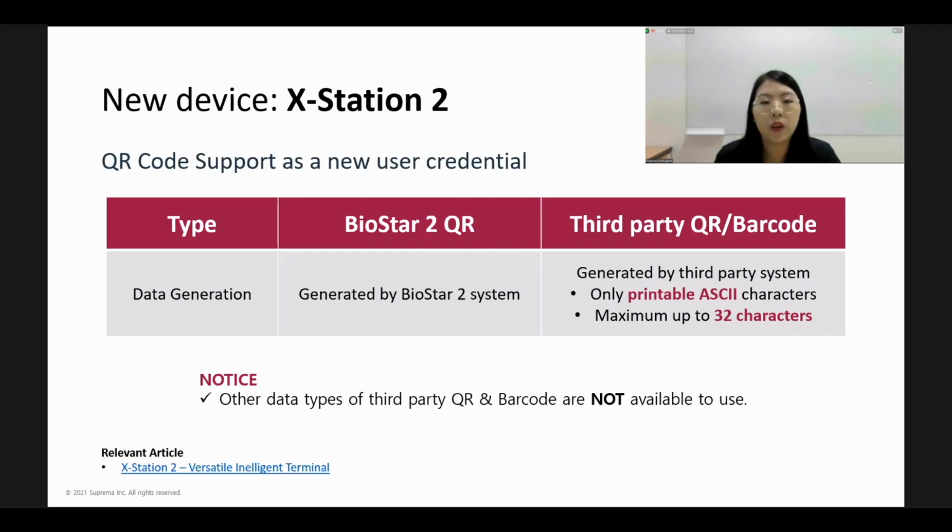On Station 2, QR code will be supported as one of the new user credentials. Suprema supports the new QR code credential in two types: a BioStar 2 QR, which is an option for generating QR by BioStar 2, and a QR and barcode issued by other systems. If you are considering the option of using a QR or barcode issued by a third-party system, please check the burgundy color in the table. When a third-party system issued a QR or barcode, we support only the QR or barcode created with printable ASCII characters and 32 characters long. If your QR codes or barcodes do not meet this restriction, you cannot use them with BioStar 2.